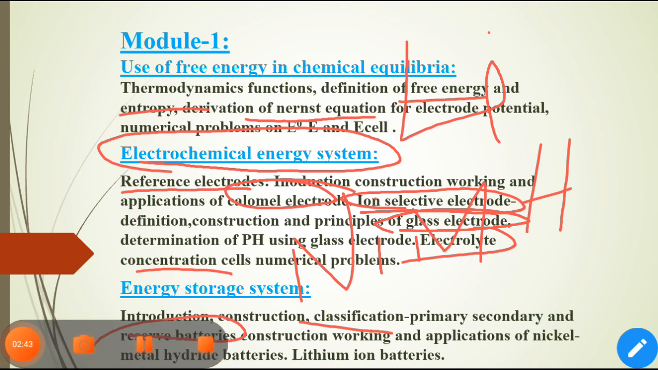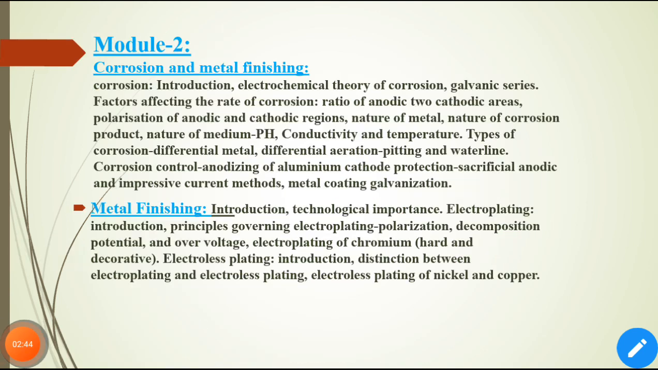Okay, next move on to the second module. The second module is corrosion and metal finishing. Corrosion. Here we have to study what corrosion is and what the factors are that affect the rate of corrosion. The factors that affect the rate of corrosion are anodic and cathodic area, nature of the metal, nature of the corrosion product, nature of the medium, pH, conductivity and temperature. These are the factors which affect the rate of the corrosion.